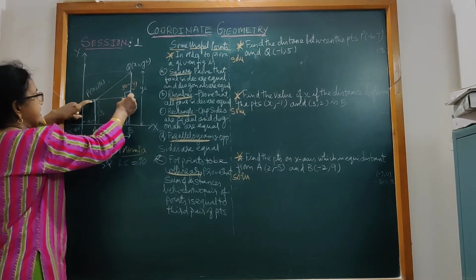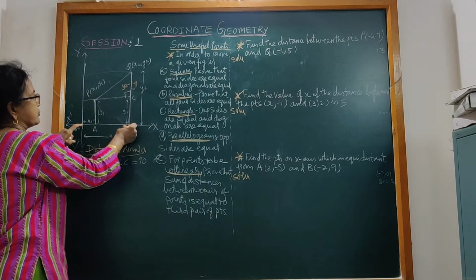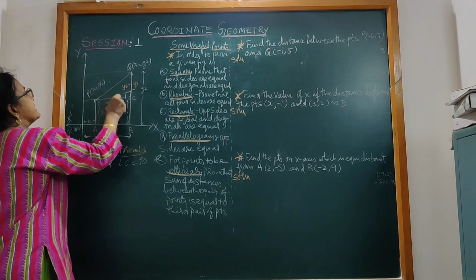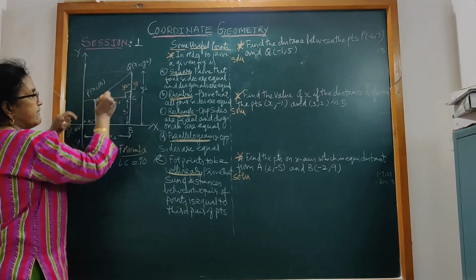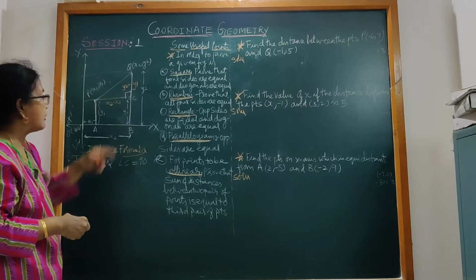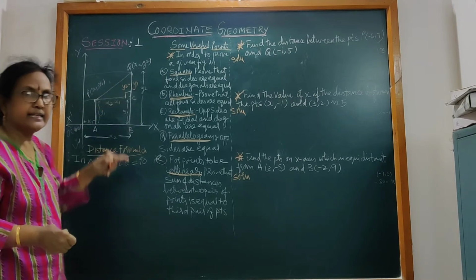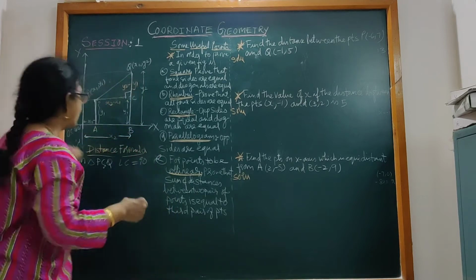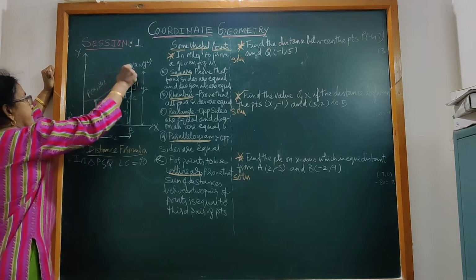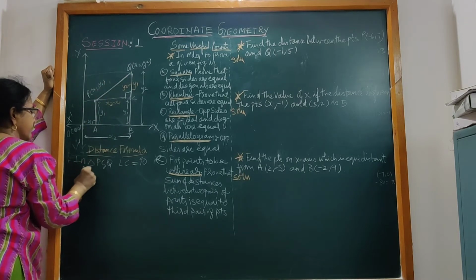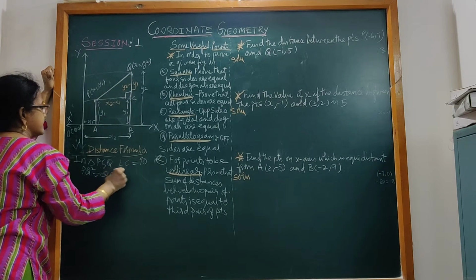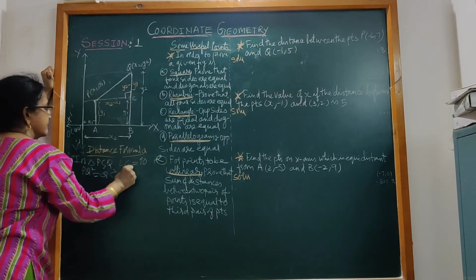And now what is your PC? This whole is x2. This is x1. So this will become x2 minus x1. The PC distance will become x2 minus x1. Now, because it is a right angle triangle, I can easily apply Pythagoras. So, we will go for Pythagoras. In triangle PCQ, PQ square is equal to QC square plus PC square.